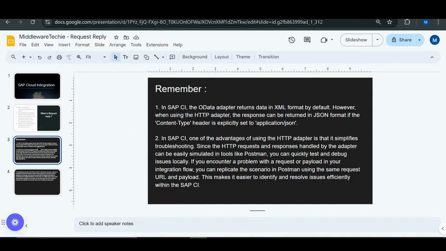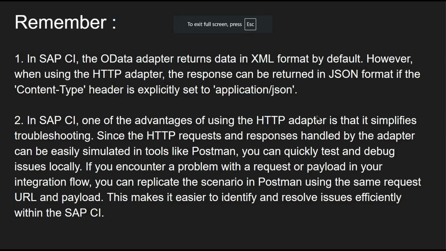These are the key points to remember. Remember, in SAP CI, the OData adapter returns data in XML format by default. However, when using the HTTP adapter, the response can be returned in JSON format if the content type header is explicitly set to application/JSON.